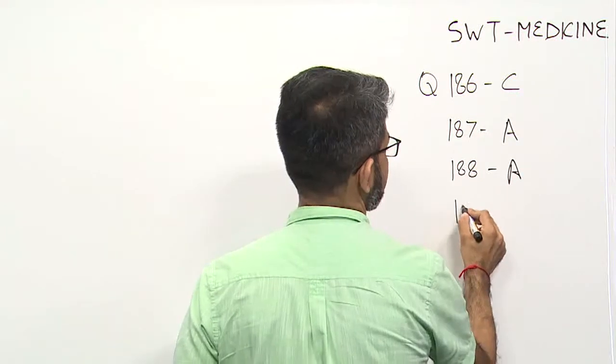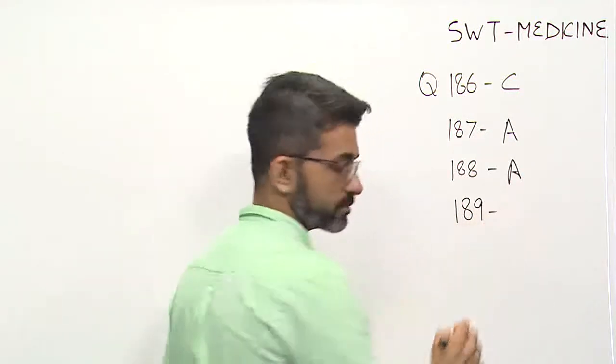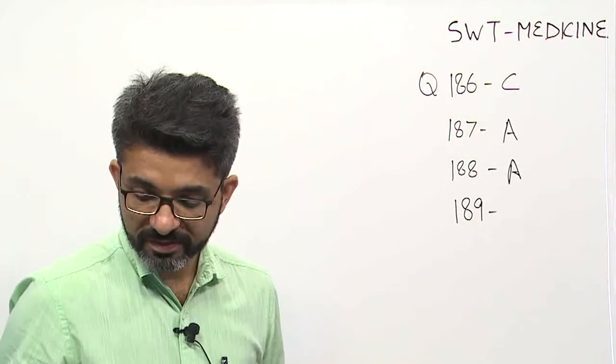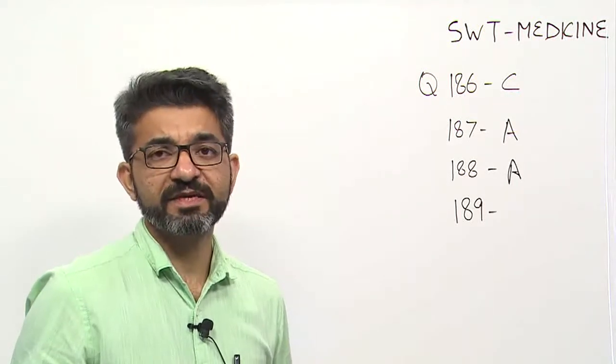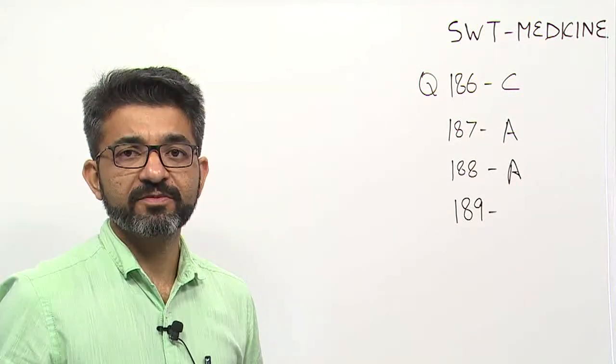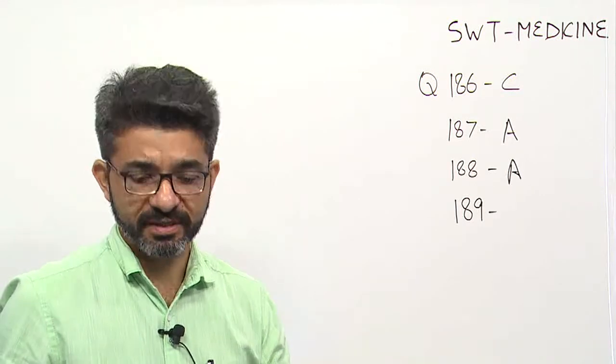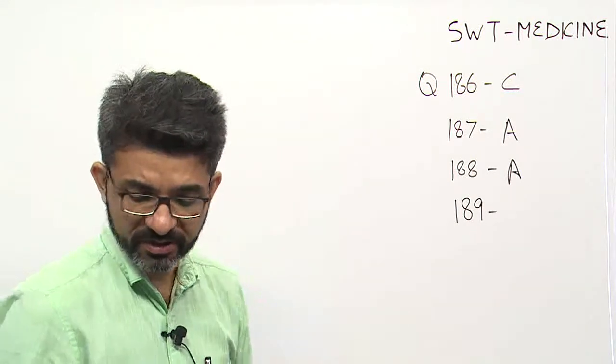Question number 189. Which is a benign condition? Wenckebach phenomenon is a benign condition. It is type 2:1 AV block, type 1. It is a benign condition. Answer is A.